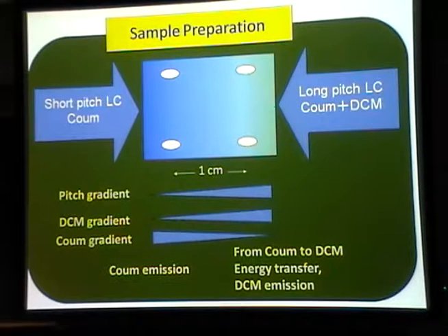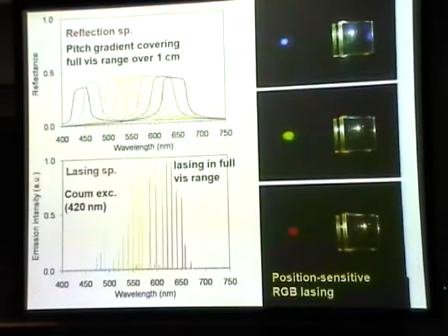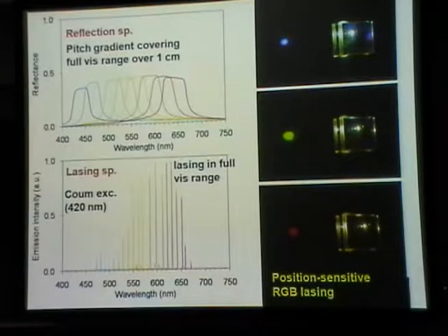And DCM also has a gradient like this, and coumarin also has a gradient this way. So if we excite here, the coumarin concentration is larger compared to DCM, so the coumarin emits light. But in this region, the transfer from coumarin to DCM occurs, and DCM emits light. So this is the result.